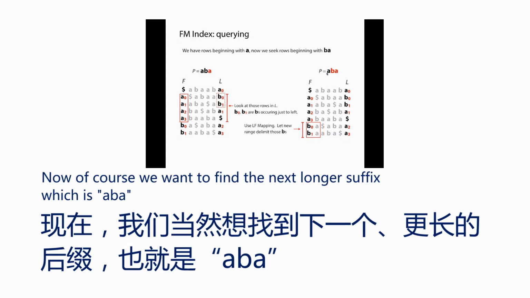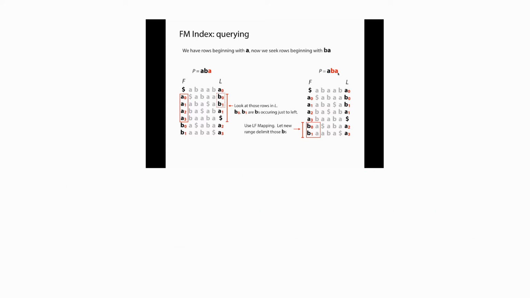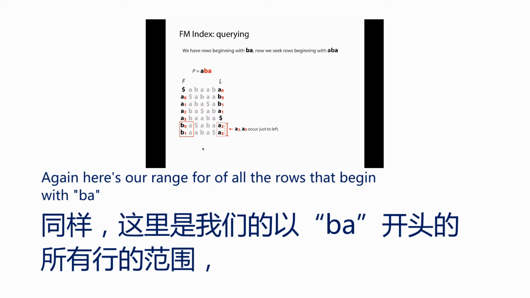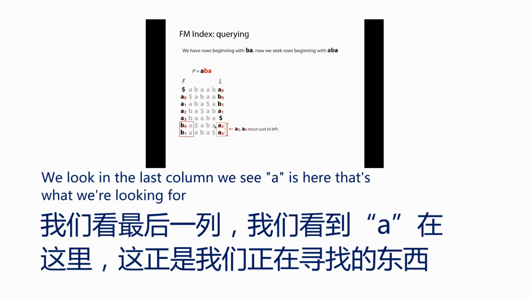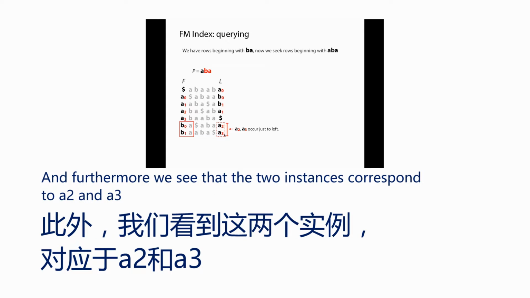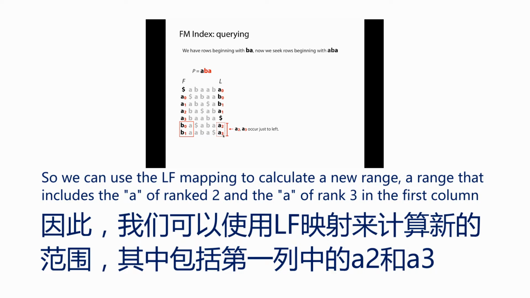Now, of course, we want to find the next longer suffix, which is ABA. So we do something very similar. Again, here's our range of all the rows that begin with BA. We look in the last column. We see A's here. That's what we're looking for. These are instances where BA is preceded by A. Furthermore, we see that the 2 instances correspond to the A of rank 2 and the A of rank 3. So we can use the LF mapping to calculate a new range, a range that includes the A of rank 2 and the A of rank 3 in the first column.